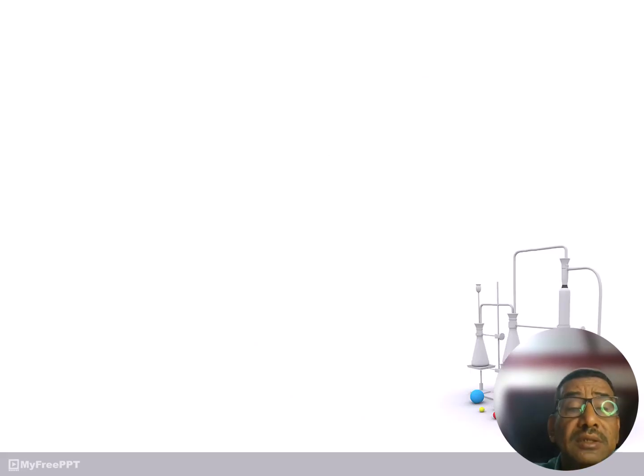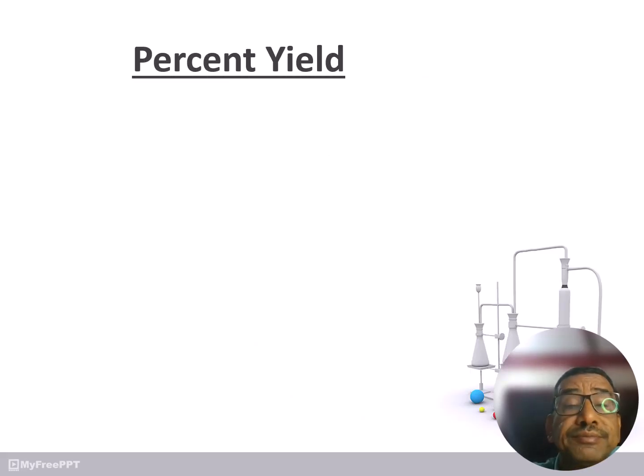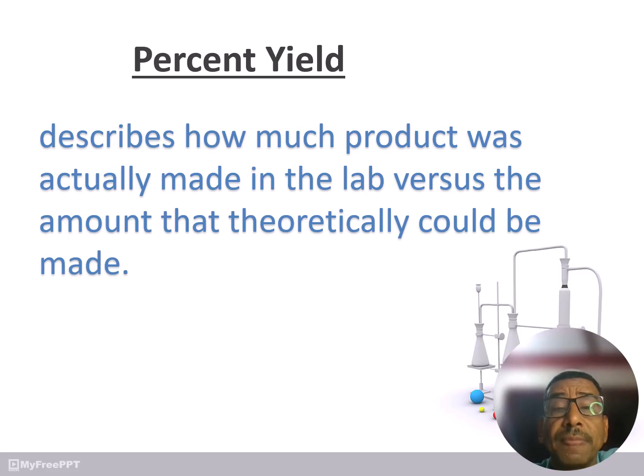How I can determine two concepts, or how I can calculate percent yield. Percent yield describes how much product was actually made, and the difference between actual yield and theoretical yield. So I want to calculate the percent of actual yield to have some decision making about the quality of our products.